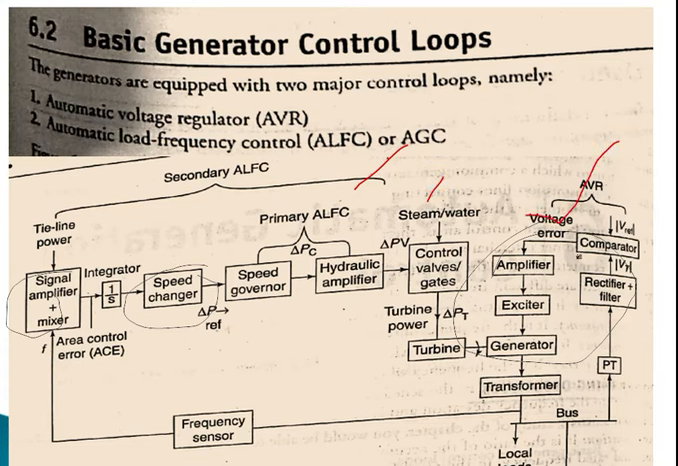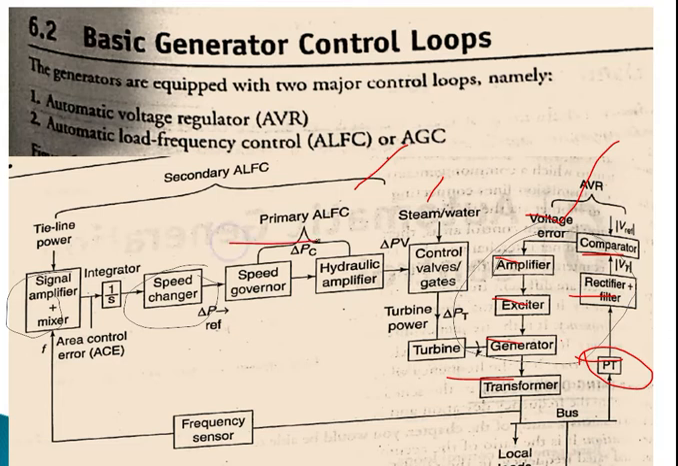This AVR loop consists of a comparator block, rectifier unit, potential transformer, generator, exciter and amplifier. The comparator compares the difference of voltage, the rectifier rectifies the AC to DC voltage, the potential transformer steps up or steps down the voltage, the generator is coupled with the turbine, the exciter is used to excite the generator to the rated speed, and the amplifier unit amplifies the signals.